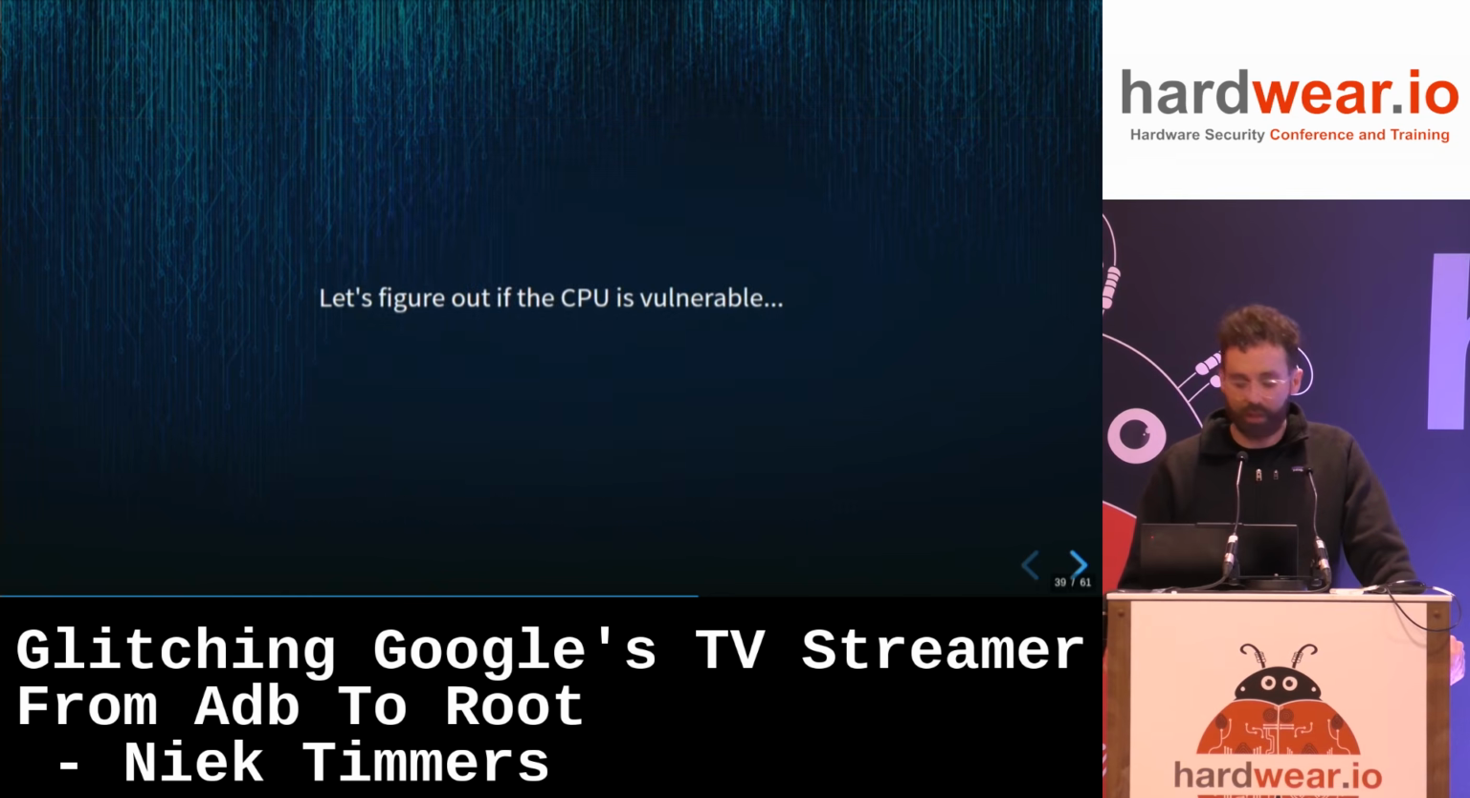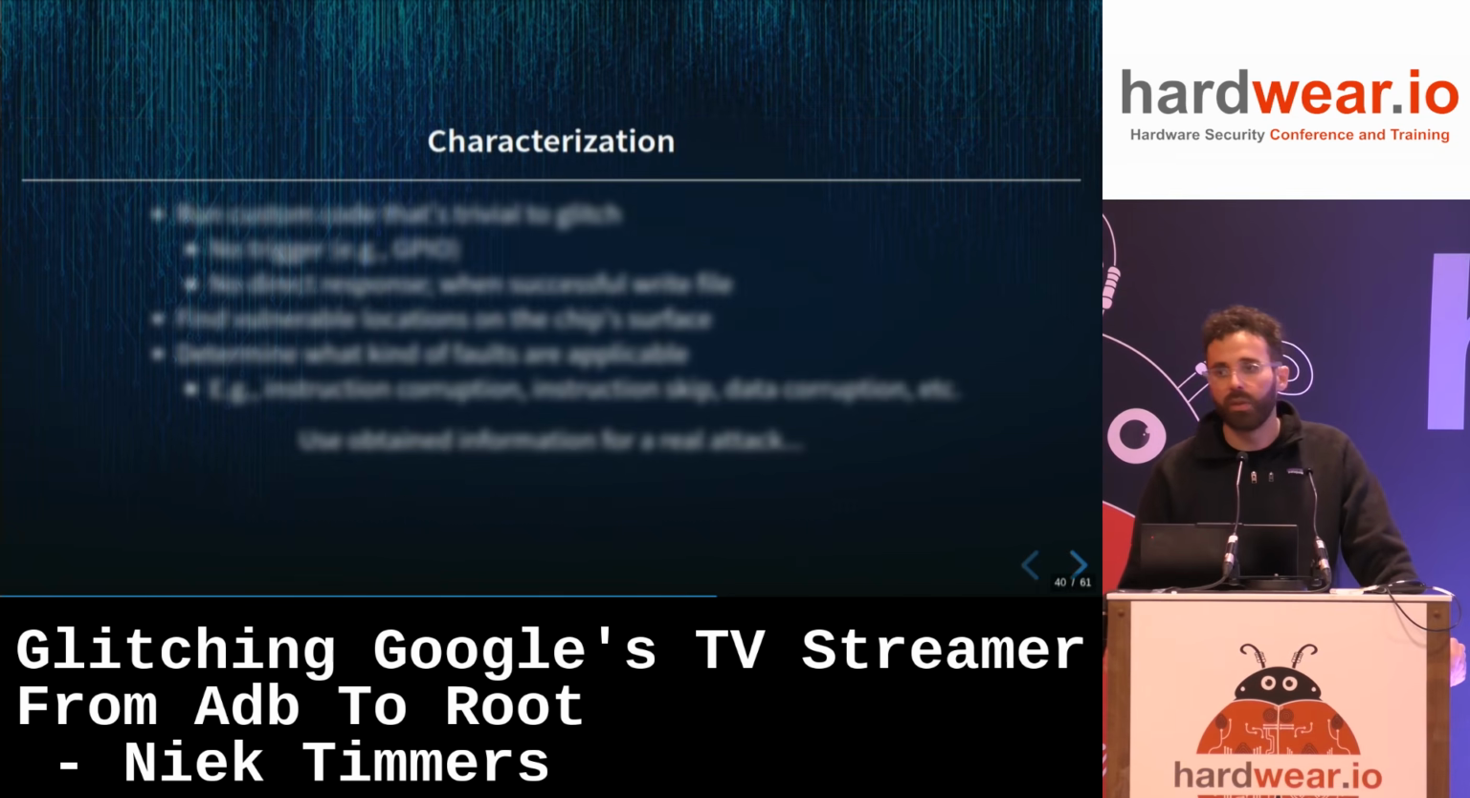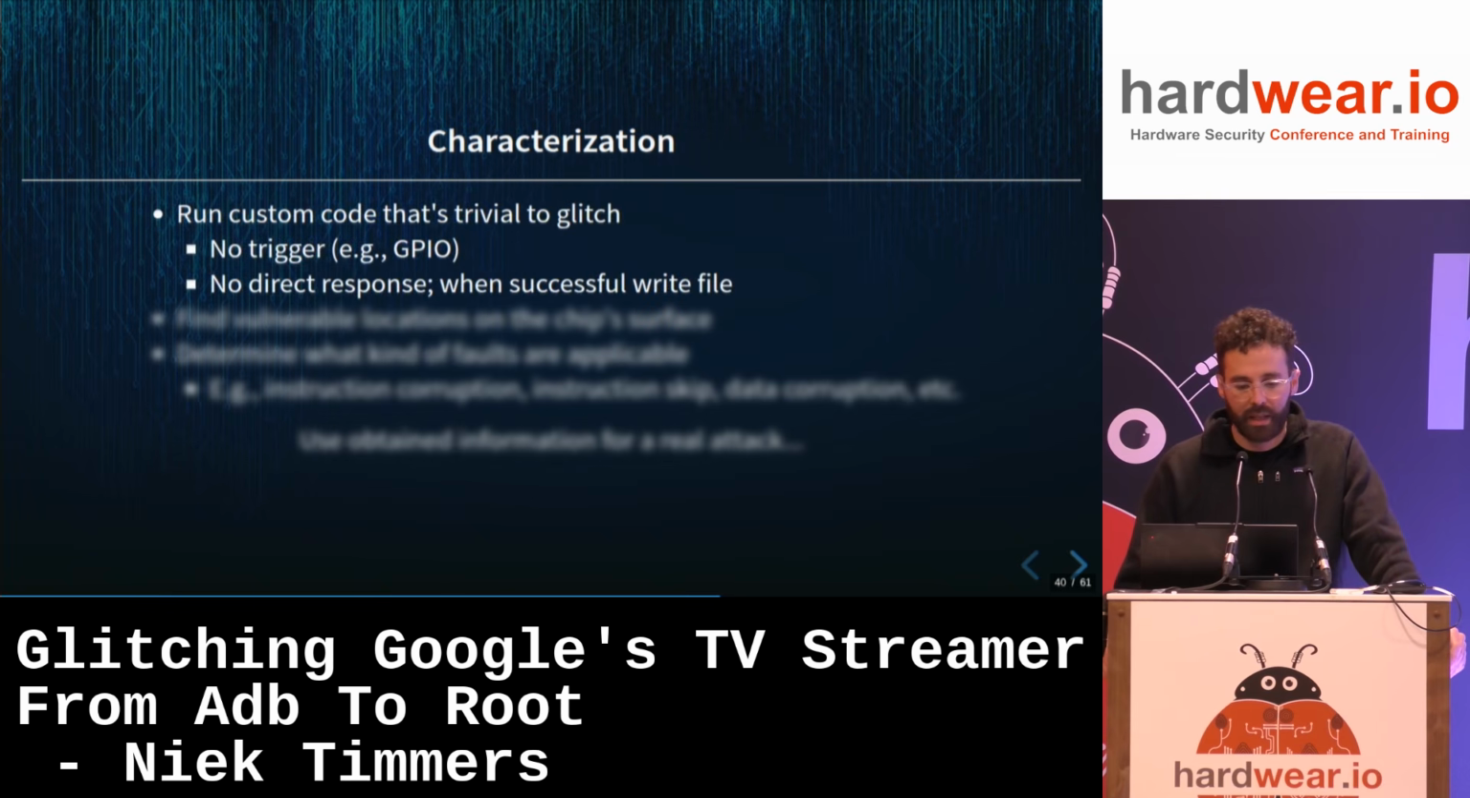So let's first figure out if the CPU is vulnerable. There is ideally a phase before the attack where we determine if the chip is vulnerable or not. In this case, we run custom code that's trivial to glitch on the device. We're actually using code that's very similar to the counter we just looked at. We just extend the counter a little bit in order to make the duration longer, but we'll look at the code later. Please note that normally you would set a trigger just before this code that you're running. And you will get a response from this code directly when it has run.